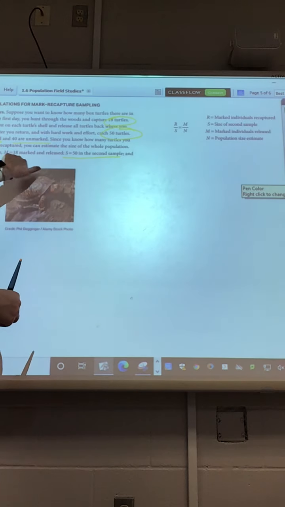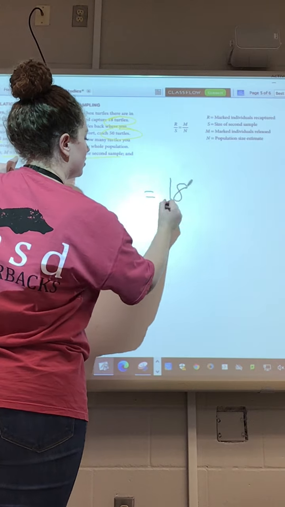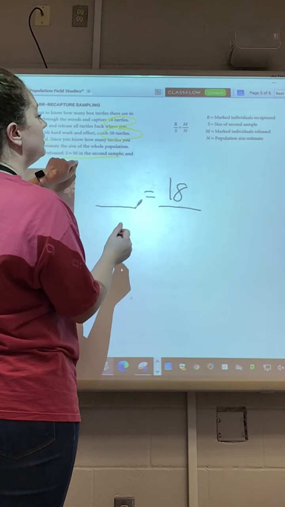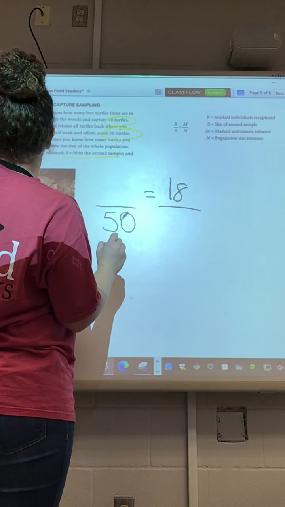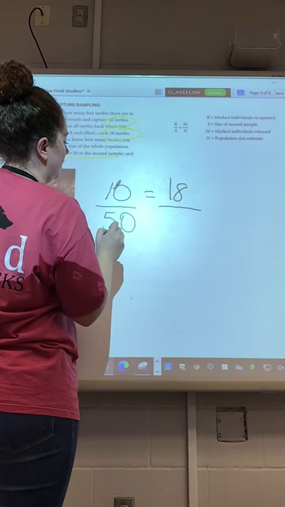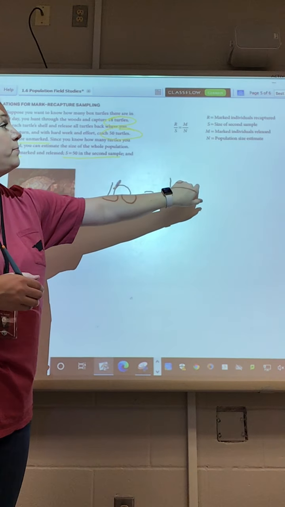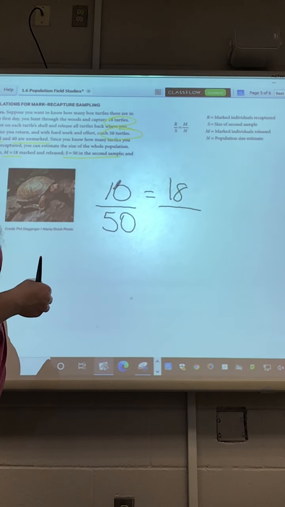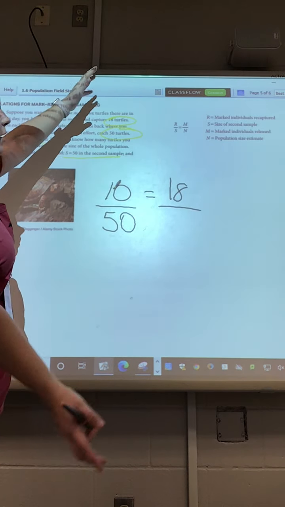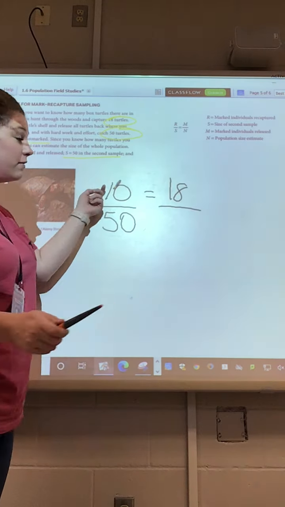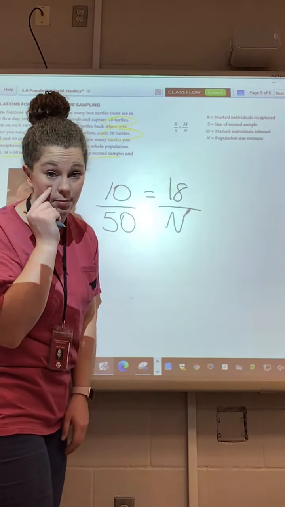All right, so according to this, M is 18, I'm just going to set it up like this, okay? S is 50 because I recaught them. R is 10, meaning I caught 18 turtles, okay? Yes, I caught 18 turtles. I released them into the wild. When I recaught 50 turtles, 10 of those already had paint on them. So using these numbers, I should be able to solve for the total population.